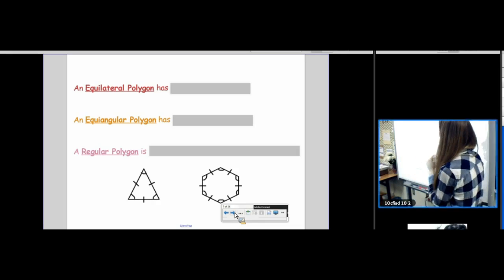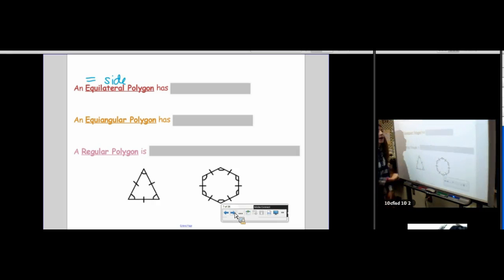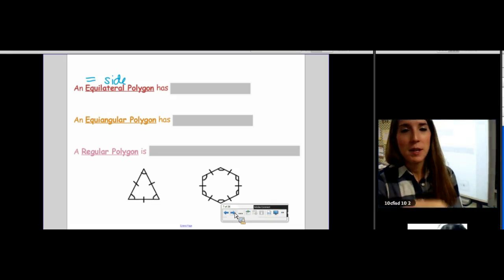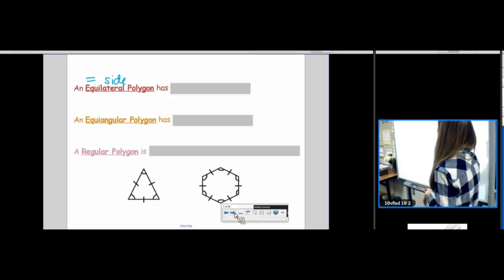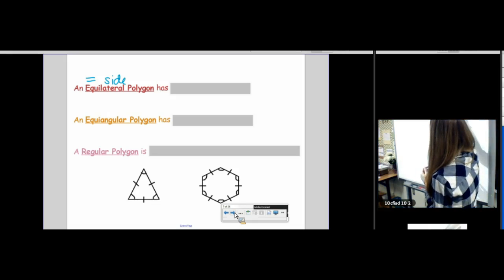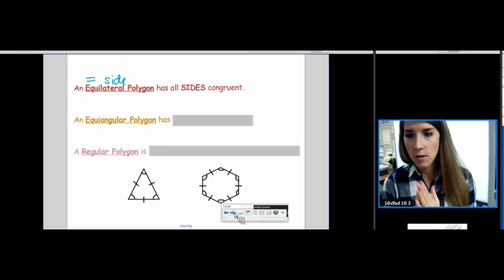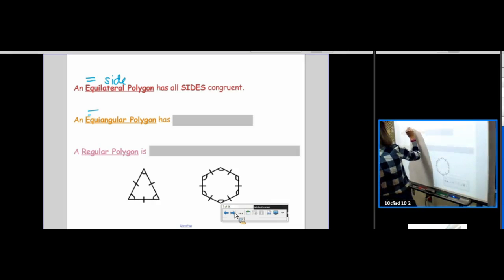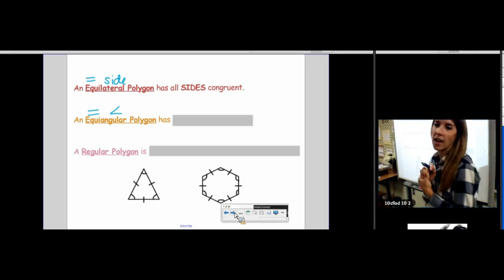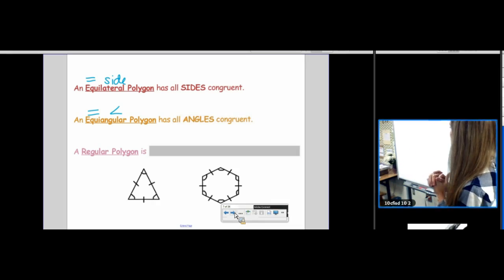An equilateral polygon. So equa means equal, and lateral means sided. So it's a polygon that's equal-sided, okay? An equilateral polygon has all sides congruent. You're not writing that down. An equiangular polygon is just like it sounds. It has equal angles. So an equiangular polygon has all angles congruent.